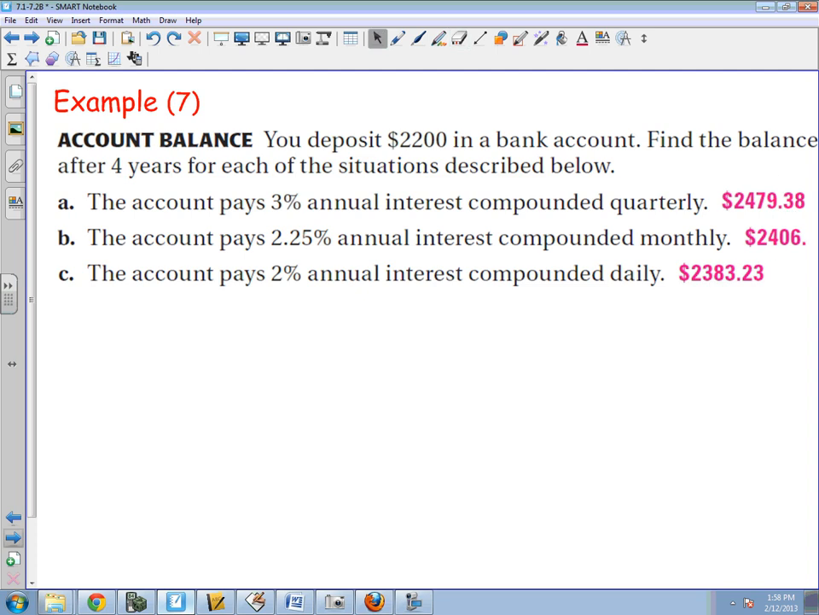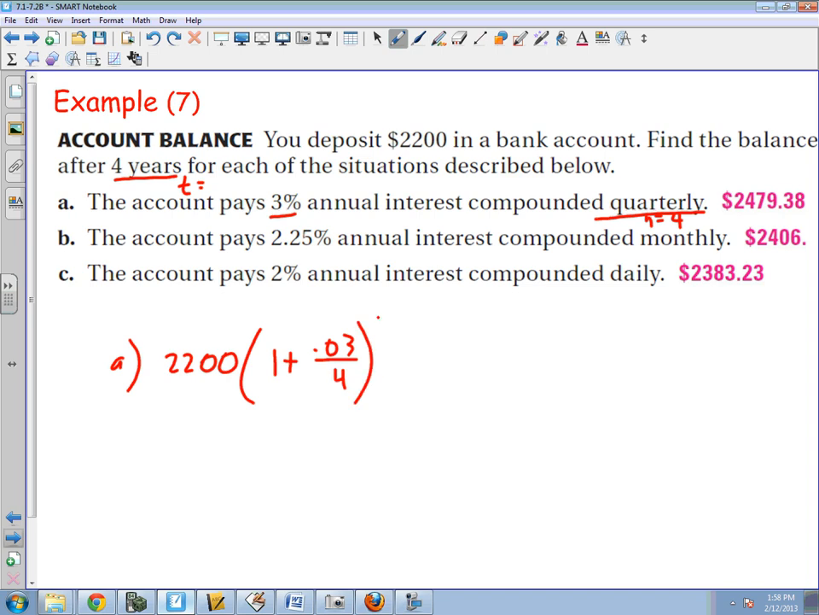So you deposited $2,200 in a bank account. Find the balance after 4 years. So there's t, and now they're giving you t. You're not just coming up with a model, you're going to plug in t. So for part A, you get $2,200, you get 3% interest, so there's your rate. You're compounding quarterly, so that tells you n is 4.